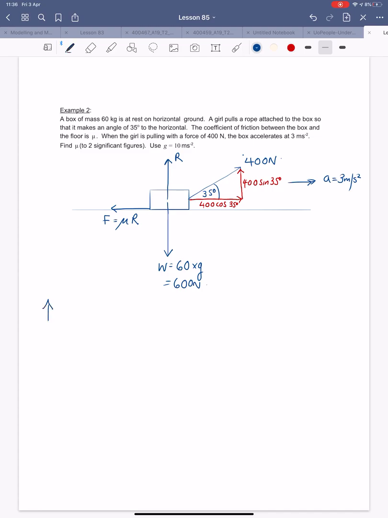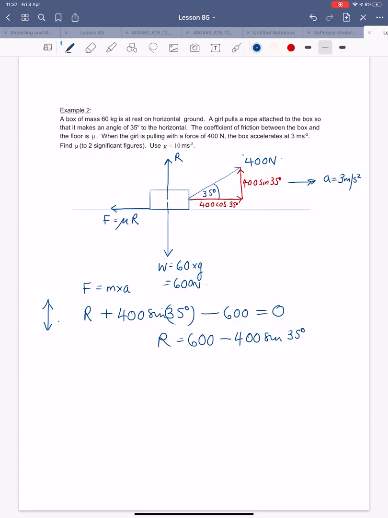Okay, so if we resolve vertically first of all, we've got R, and net force is mass times acceleration. So vertically R plus 400 sine 35 degrees minus the 600 newtons equals 0. So R is going to be 600 minus 400 times sine 35 degrees. R is going to be 370.569 newtons. There are more decimal places. I'll put more than enough in for now, so that I can round it off later.